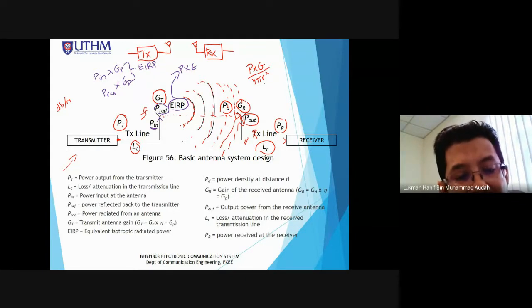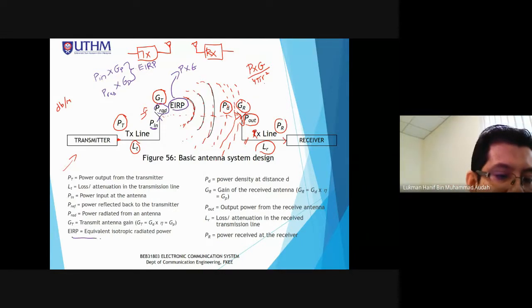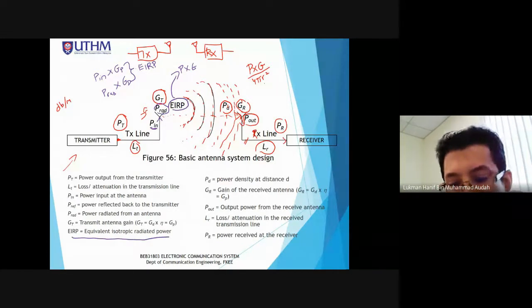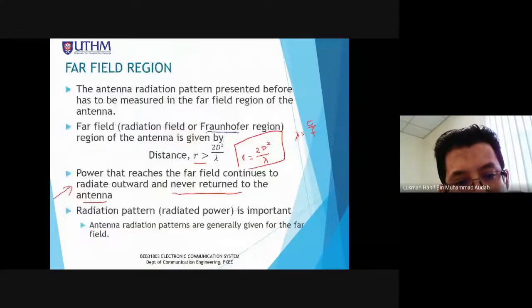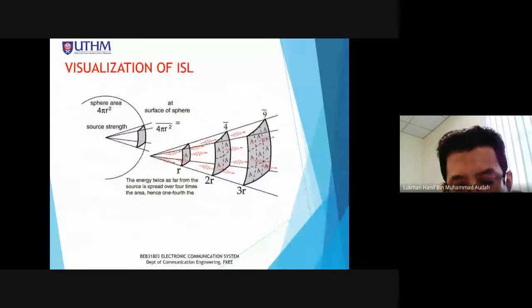Okay, EIRP is equivalent isotropic radiated power. Ini ada dia punya definisi kat sini. Okay, so I go back to the slide. Saya pergi kepada slide tadi.